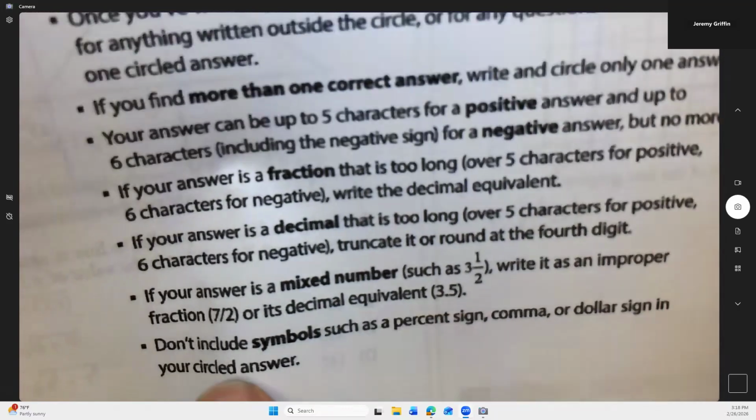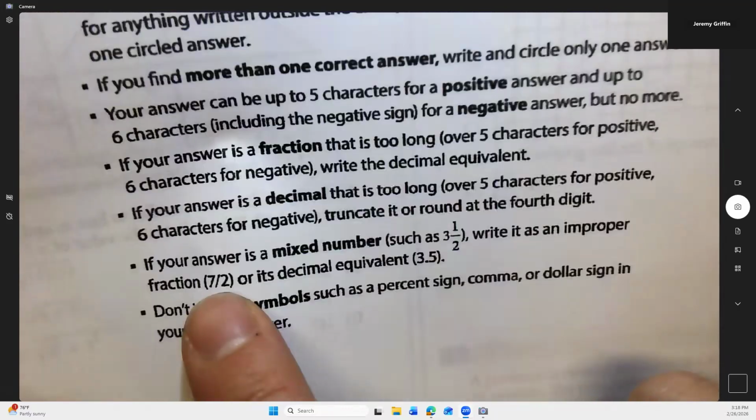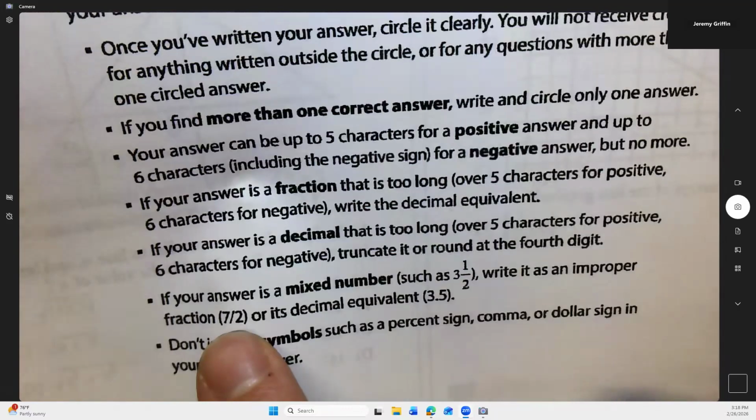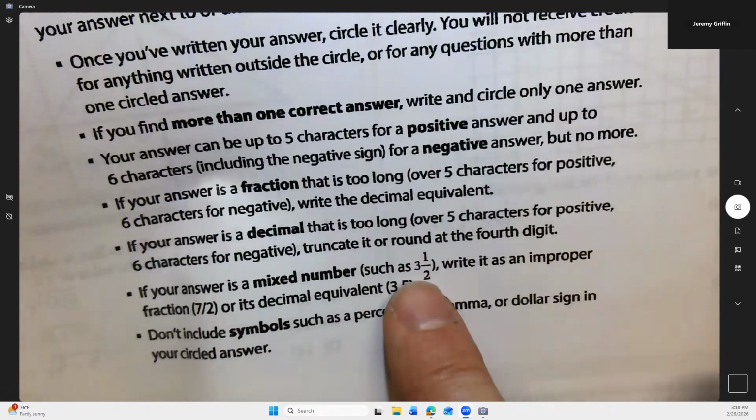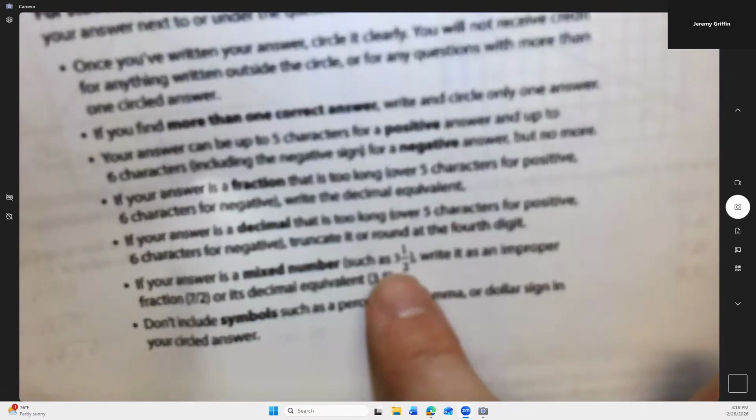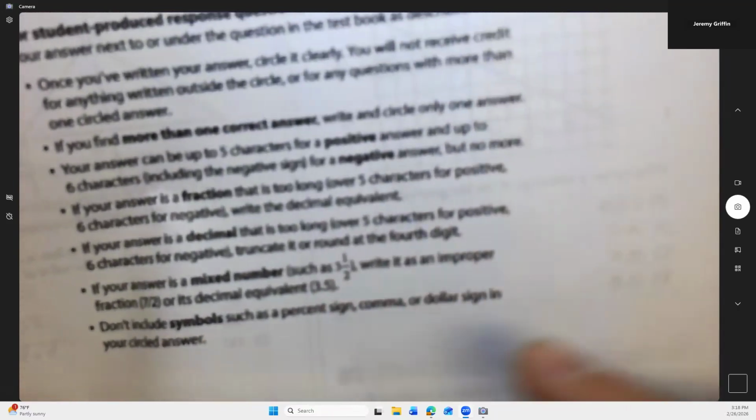Could you write an improper fraction, 7/2, and also get credit? Yeah, that's okay. Are you allowed to write a mixed fraction, 3 and 1/2? No, don't do that. No mixed fractions. Improper's fine. Decimal's fine. No mixed. All right, let's go on.